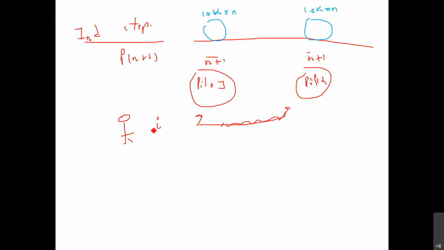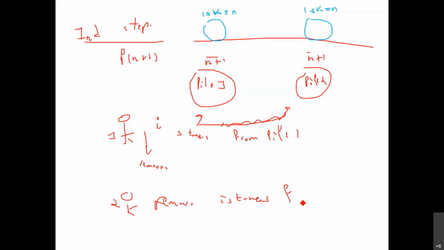Okay, so player 1 removes i stones from pile 1. Well, what should player 2 now do? He or she is also going to remove i stones from the other pile. So from pile 1, sorry, pile 2.